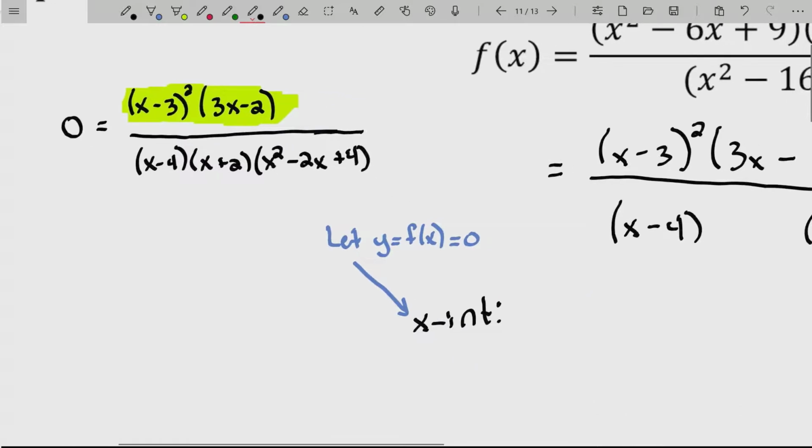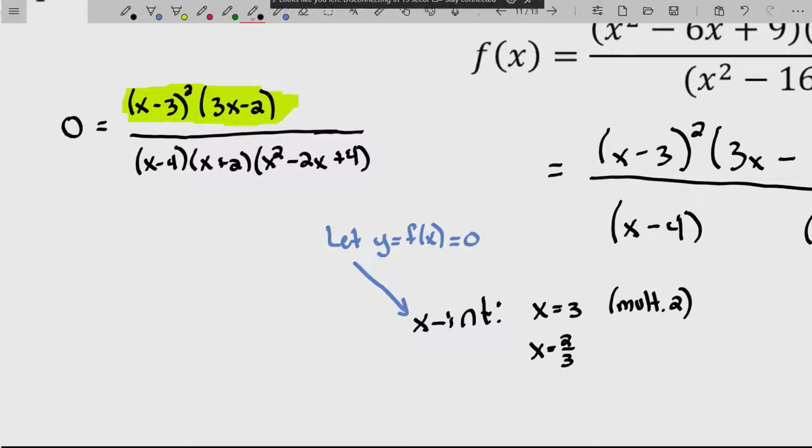So X-intercepts occur at 3. And by the way, that's multiplicity 2. Notice with X-intercepts, I don't say even or odd. I actually state the actual multiplicity of that. And for the second factor, the 0 is at 2/3 and its multiplicity is 1. And that just tells us what the graph looks like as it goes through or bounces off of those X-intercepts.